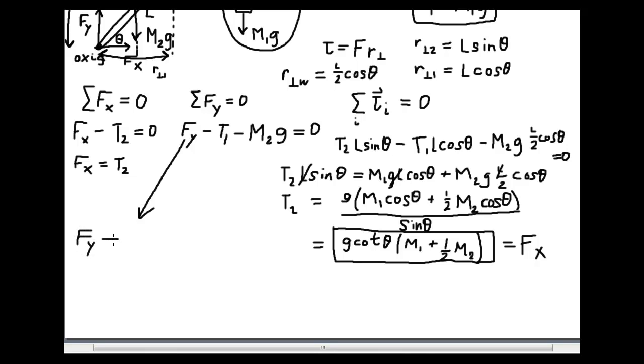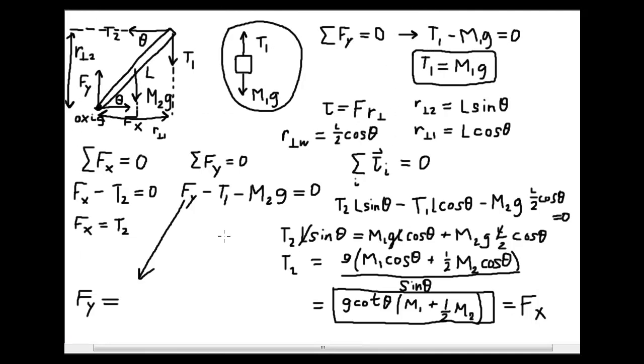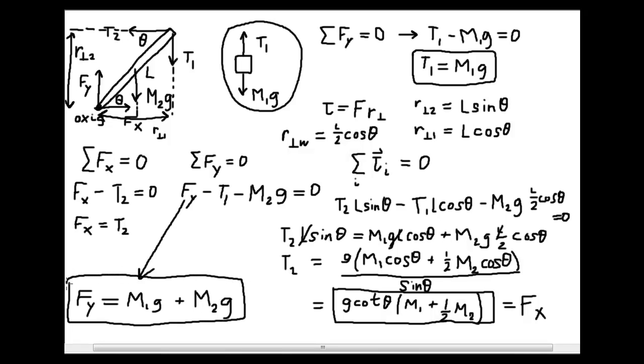now is equal to T1 plus M2G. T1 we know is M1G, so it's simply M1G plus M2G. And with this, let's take a quick look at it. We're basically finished with the problem. Here is the hinge force in the y direction. The hinge force in the x direction happens to be the same as the tension T2, and that's here, and T1 we have up there.